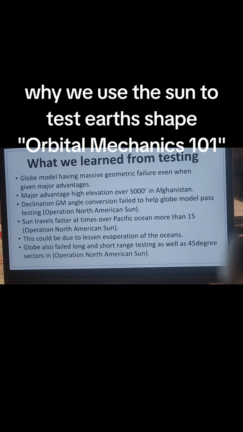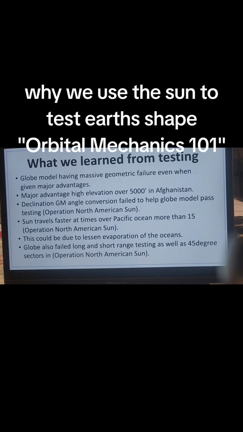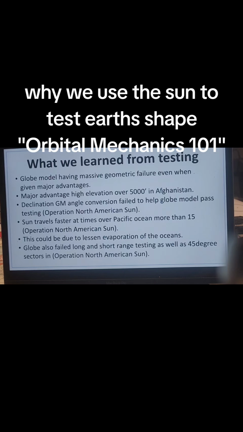Again, what we learned from testing the globe model is massive geometric failure, even when given major advantages of high altitude, over 5,000 feet, over a mile high. Again, huge problem. Declination, when we tested it against declination here in the United States, Operation North American Sun, didn't help it. We applied a heavier declination, 9 degrees westerly. Still couldn't pass the test. And again, this is huge geometric failure.